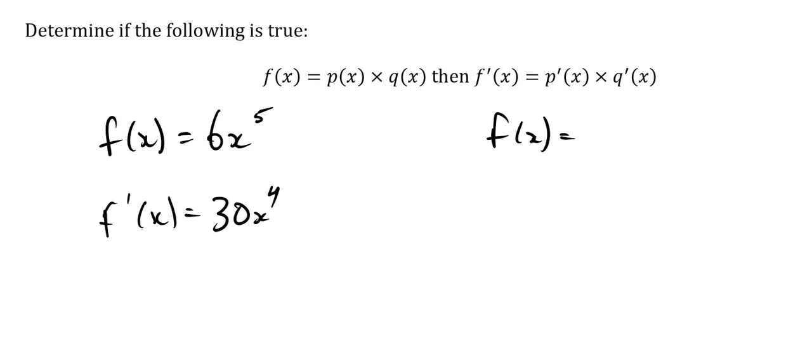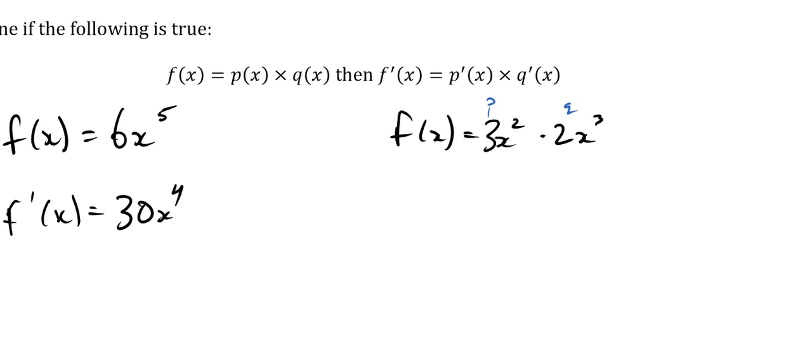This is definitely something you're capable of doing, if you just understand what it's asking. Thank you. Do you agree that that's equal to 6x to the 5? And now f at x is the product of two other functions. So this would be p, and this would be q. p prime: 2 times 3 is 6, and reduce the exponent by 1, so 6x. And q prime: 3 times 2 is 6, and reduce the exponent of 3 by 1 is 2. Should you agree with that, that's the derivative of each of those individually?